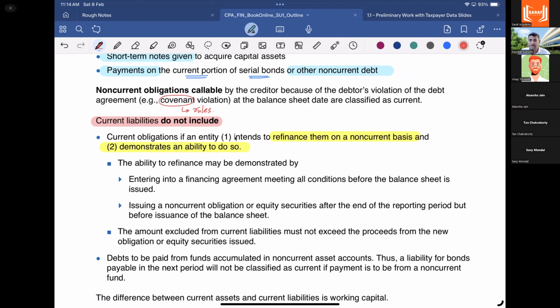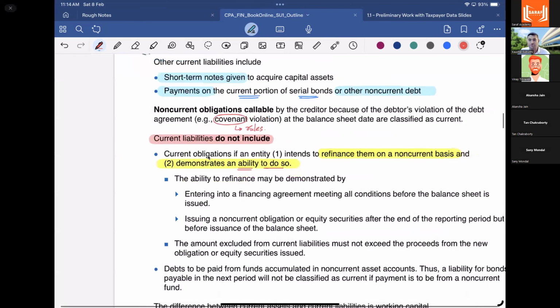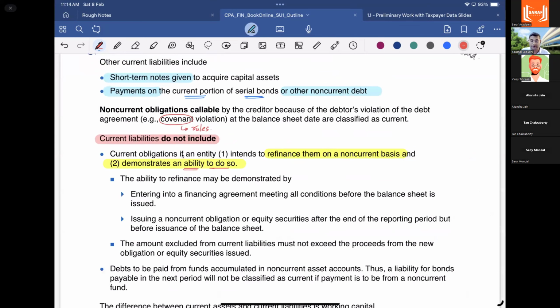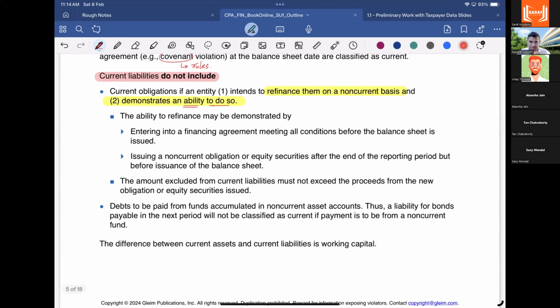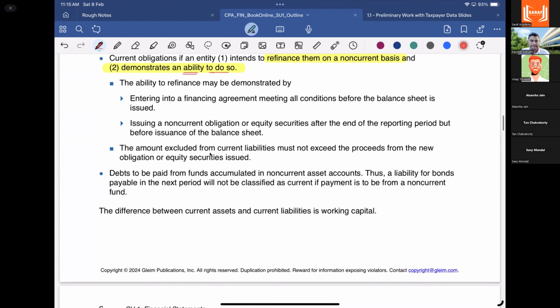definitely you are not going to take that as a current liability, or maybe you are having an ability or an intention to do so, or you're demonstrating an ability to do so as well, you would not cover that as your current liability, क्योंकि आपको यहाँ पे from an accounting perspective से समझना है: ability to refinance may be demonstrated by entering into a financing agreement or issuing non-current or equity securities after the end of the reporting period. Okay. So just give it a reading. It's not too important, but however, you can just have a reading for your reference and understanding.